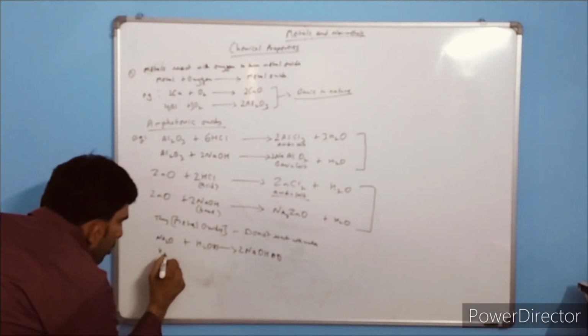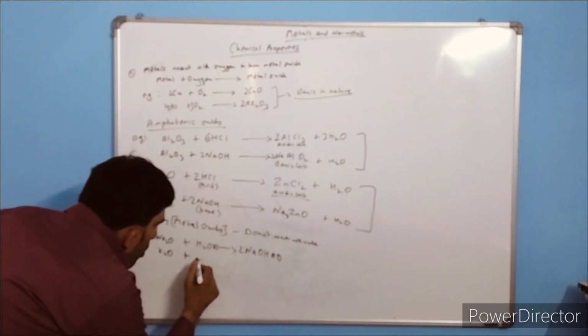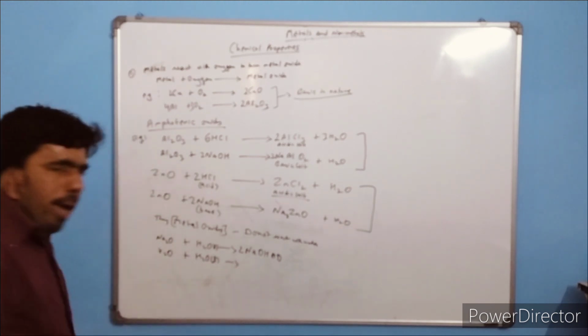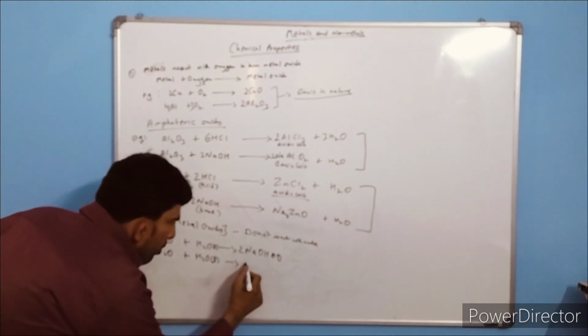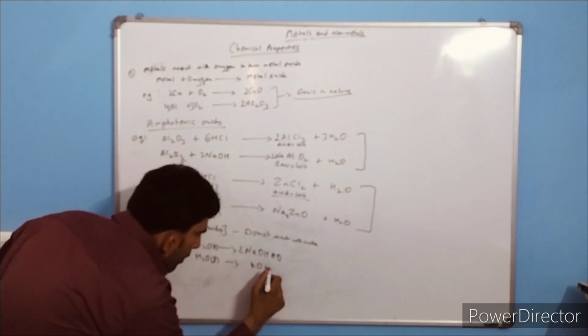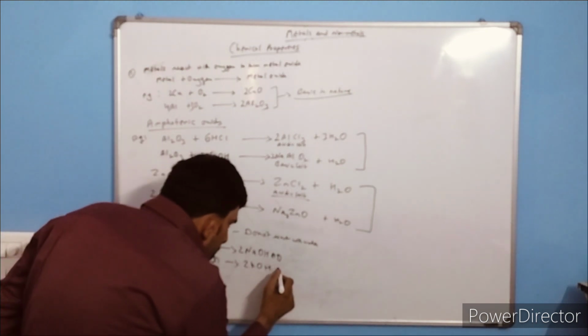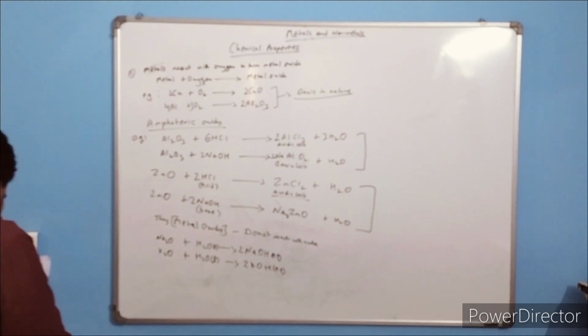Or you can take potassium hydroxide. We have a lot more examples in this. Here I got potassium hydroxide, and you can write the aqueous. So that is why they are.